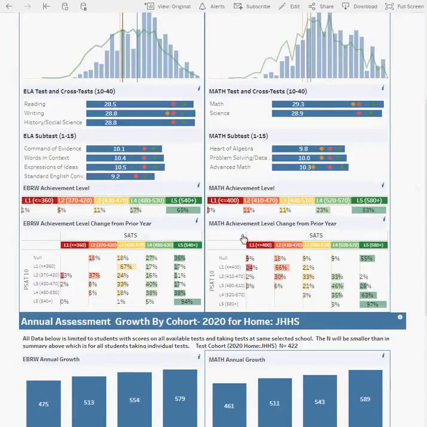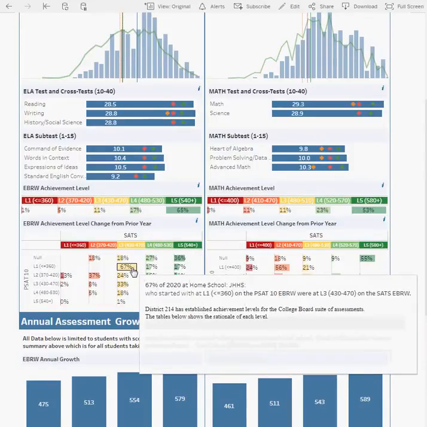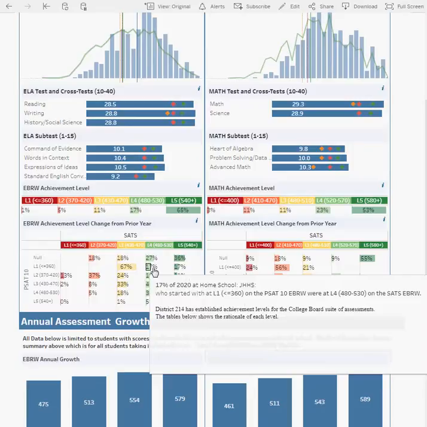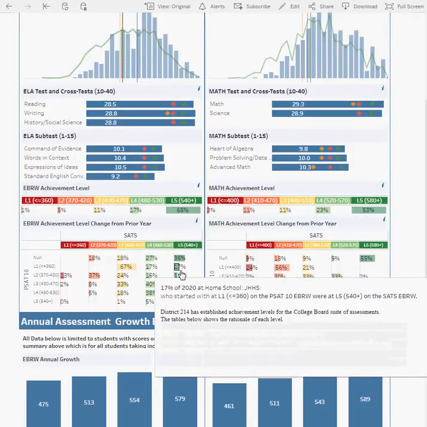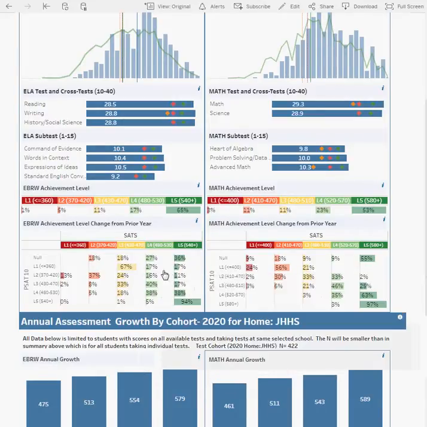This second group here shows what the change is from the prior year. So you'll see I had SATs chosen at the top. That means their prior test was PSAT 10, and then I've got the SATs, which just means the state version of the SAT. And you'll see, of the students of the class of 2020 who were at level 1 when they took the PSAT 10, 67% were at level 3 on the SAT, 17% were at level 4, and 17% were at level 5. So you can see that quite a few of the students moved up to a higher level, and similar with the math.